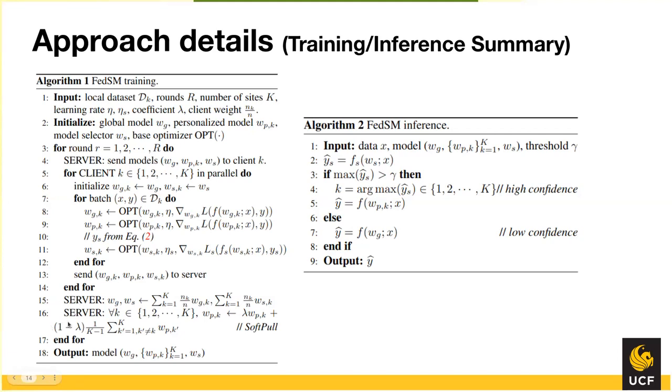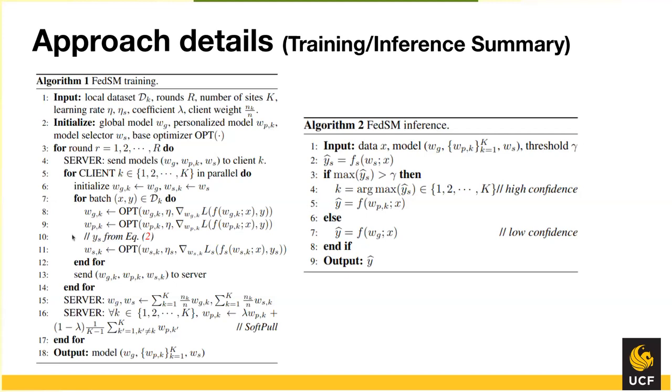So it's very similar. The main difference here is that during inference, we use the model selector to determine the index of client that we're going to use. And we have this threshold gamma that's used to determine whether or not we use the global model or one of the personalized models. If our confidence is not high enough, this threshold, then we simply use the global model.